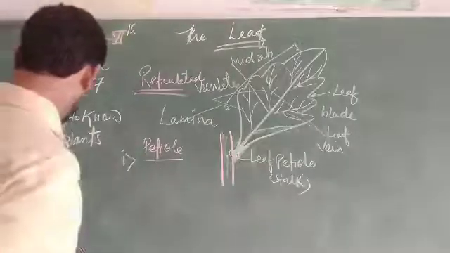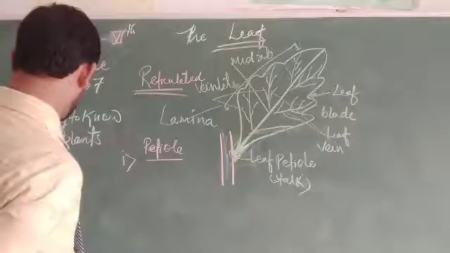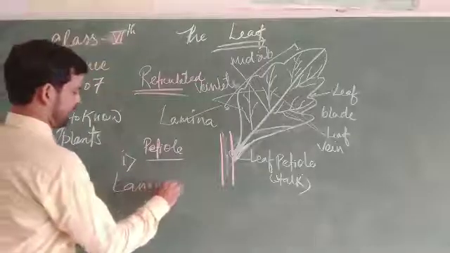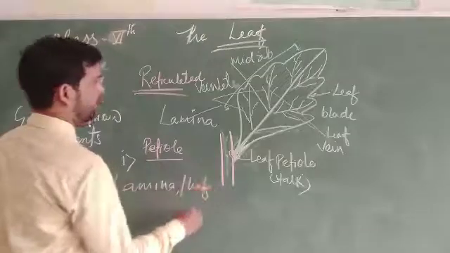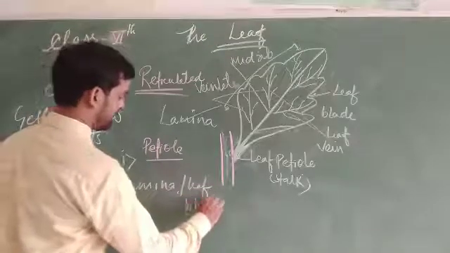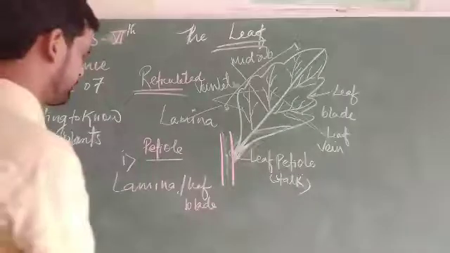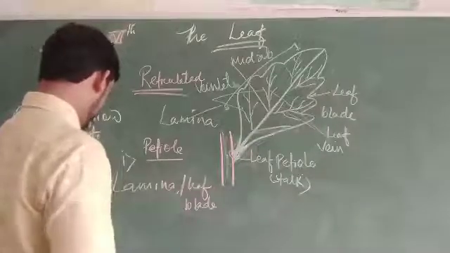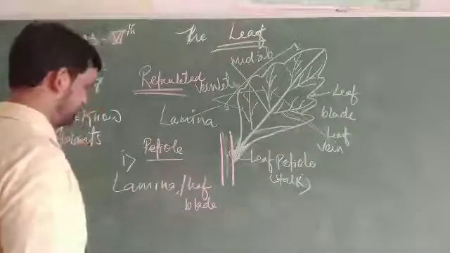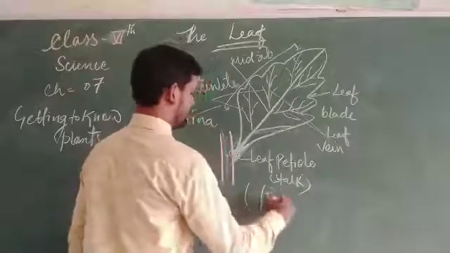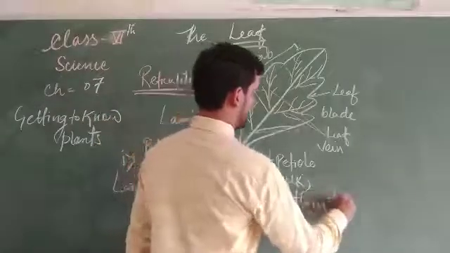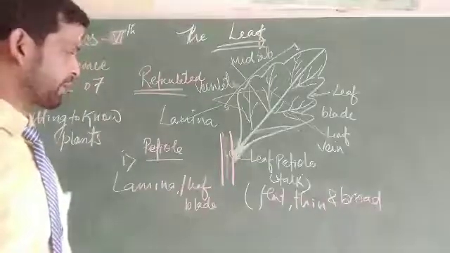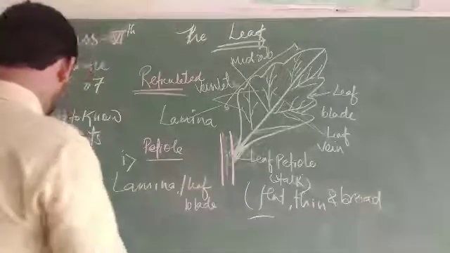Next is lamina, or leaf blade. Second one is lamina or leaf blade. What is the lamina or the leaf blade? The leaf blade or the lamina is the flat, thin and broad portion of a leaf. The flat, thin and broad portion of a leaf is known as a lamina, which is responsible for what?